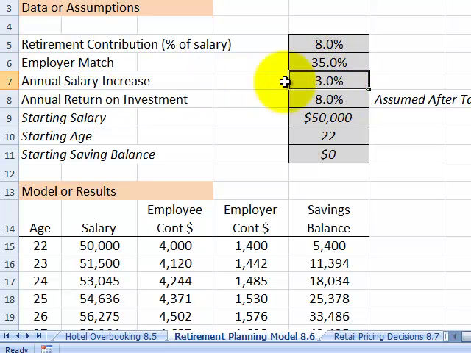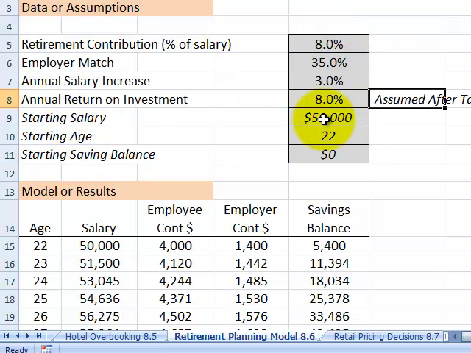We made an assumption on our average salary increase. We made an assumption on our annual rate of return, and I put a note out here. Anything in italics are things that I've added to what the book has in the model. You want to make sure you're assuming whether that's before tax or after tax. I put after tax. You can change the assumption. I mean, that's the whole purpose of the model.